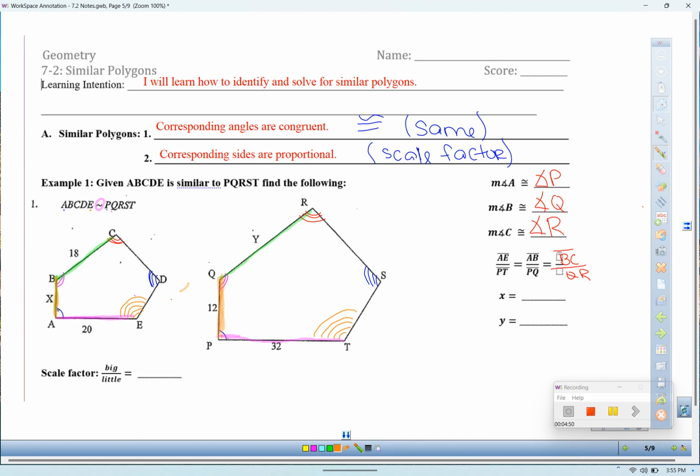We don't have X, so we can't use those. And we know that this segment's in proportion to this one, but we don't have the value here. We do know that this one is in proportion to this one, and we have both values. And since we're doing big over little, we're going to do 32 over 20. Okay? Now, this can be simplified down, so we're going to go ahead and simplify this down. And we know that 2 can go into both. Is there anything greater than 2 that can go into both?